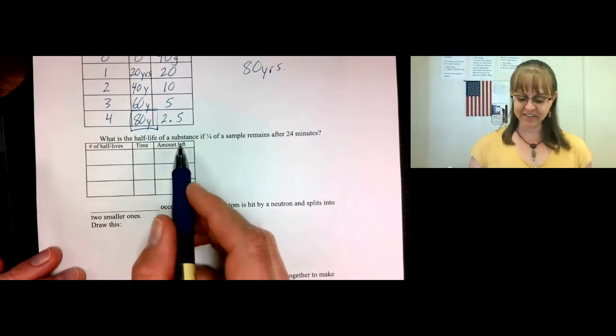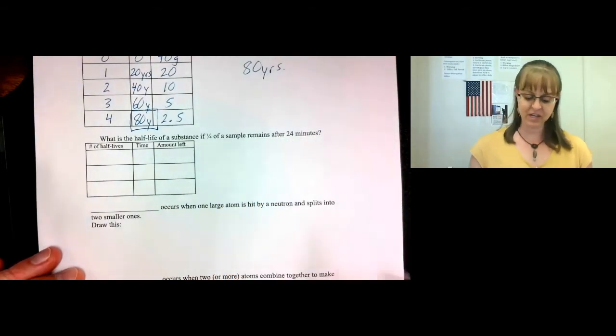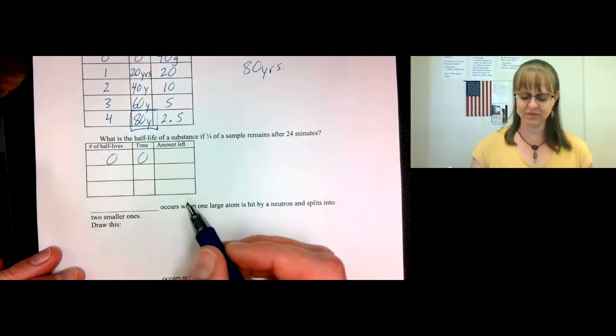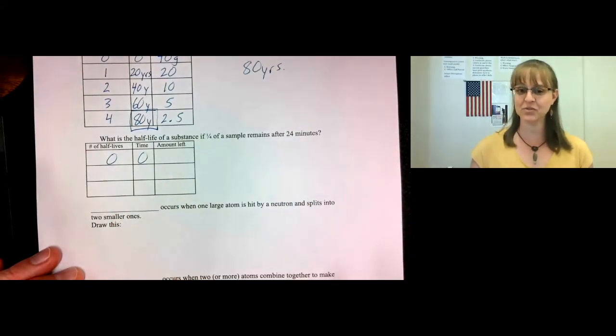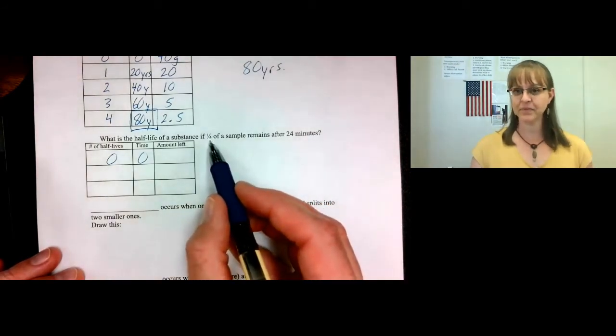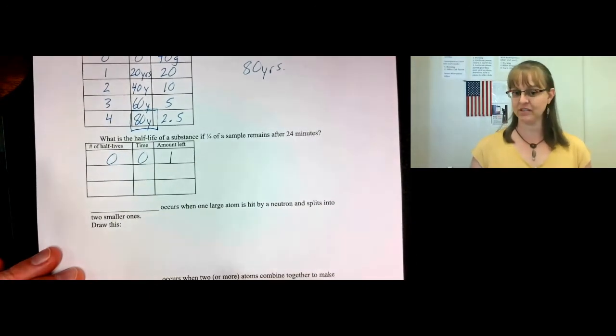What is the half-life of a substance if a quarter of a sample remains after 24 minutes? Start with 0 half-lives, 0 time, and all of your sample. Wait a minute, they forgot to tell us how much we had. That's okay. They told us that we have 1/4 of it left. So we must have started with 1 whole sample to begin with.